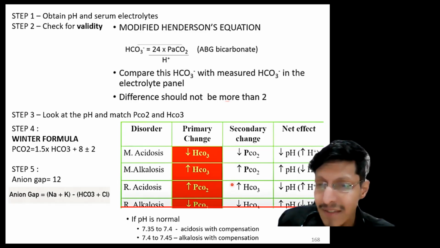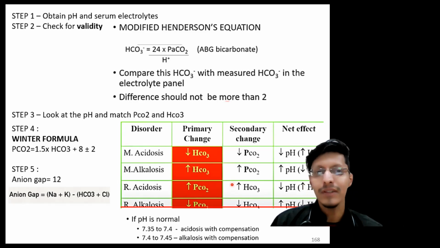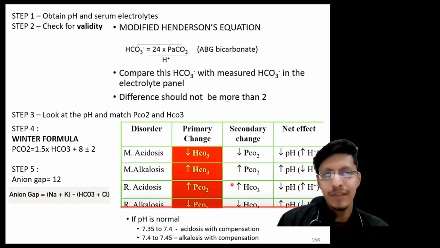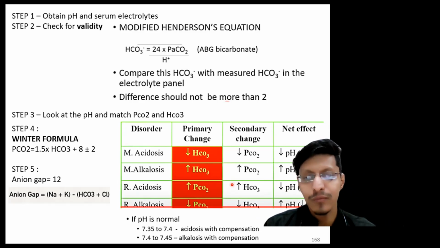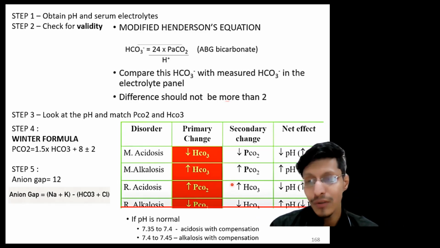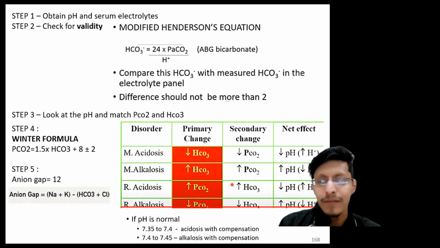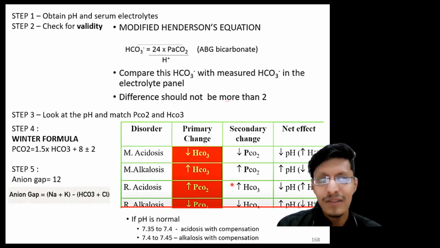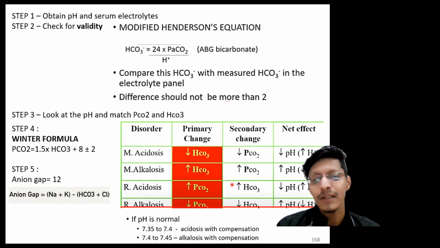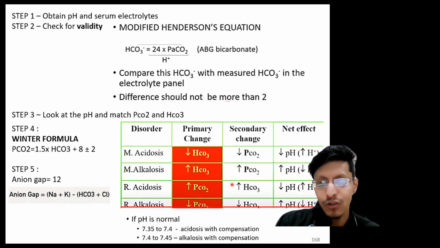Most of the cases you encounter in your ICUs, you will see that the pH is between 7.35 and 7.45. Now, how are you going to go further? If it is from 7.35 to 7.4, then it is acidosis with compensation. If it is 7.4 to 7.45, you take it as an alkalosis with compensation.